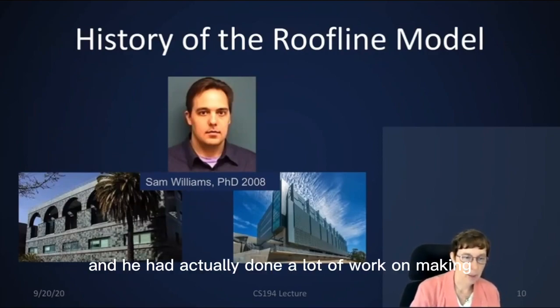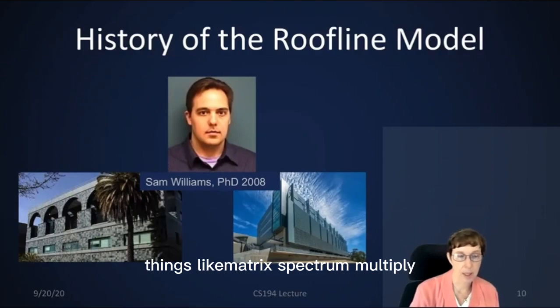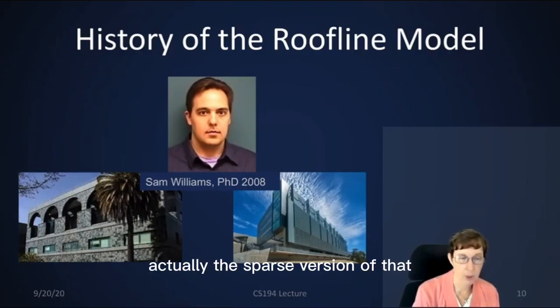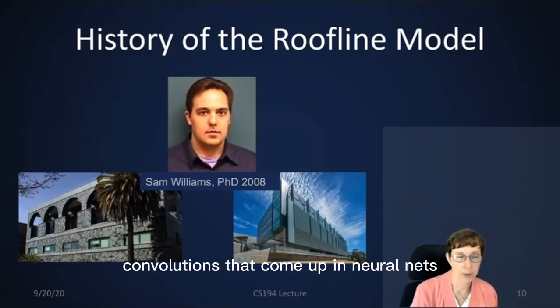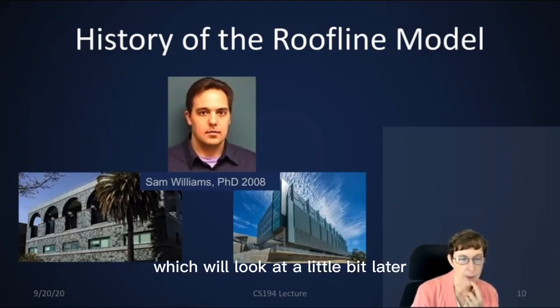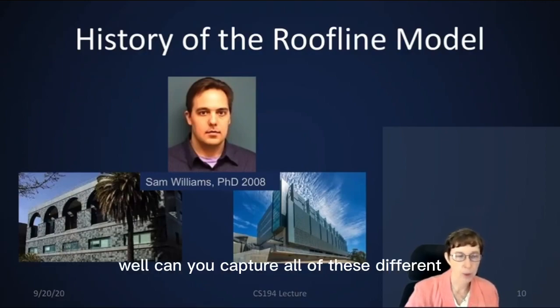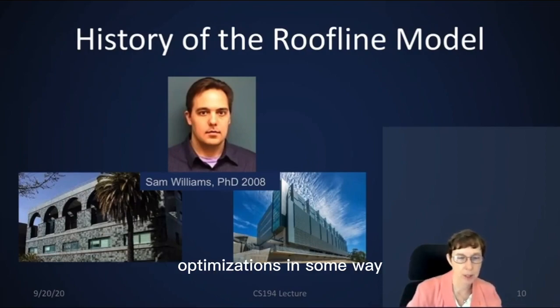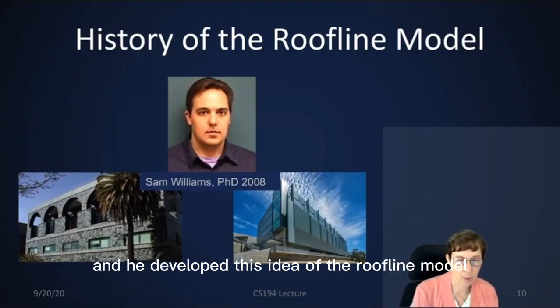And he had actually done a lot of work on making various applications run fast as part of his PhD thesis, and in particular things like matrix vector multiply, actually the sparse version of that, and a number of other computational kernels, things that look kind of like convolutions that come up in neural nets, although in this case it was stencils, which we'll look at a little bit later. And as he was writing his thesis, his advisor, Dave Patterson, said, well, can you capture all of these different optimizations in some way that helps us understand them a little bit better? And he developed this idea of the roofline model.